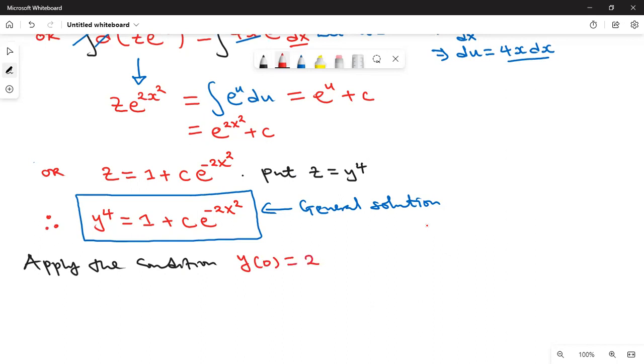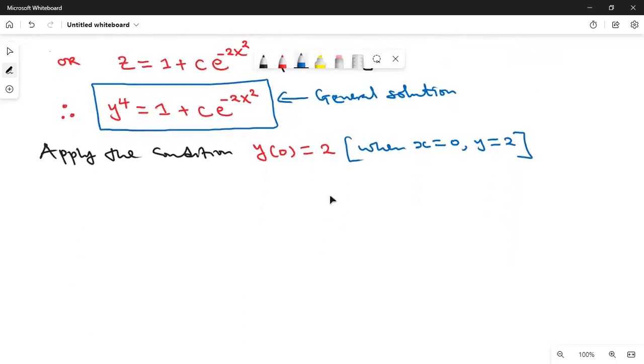So what does it mean here? That when x is equal to 0, y should be equal to 2. So let's substitute. Where there is y, you put 2. Where there is x, you put 0, in our general solution. So we are saying 2 raised to 4 should be equal to 1 plus c times exponential 0. Anything raised to 0 is 1, so this simply means that 16, that is 2 raised to 4, is equal to 1 plus c.